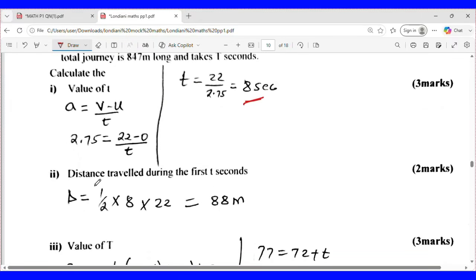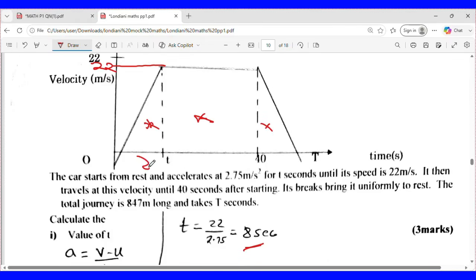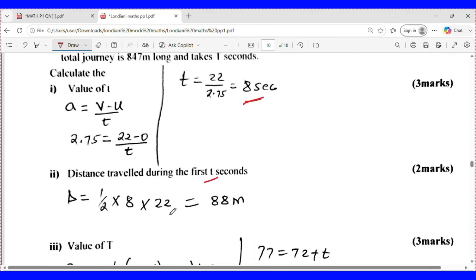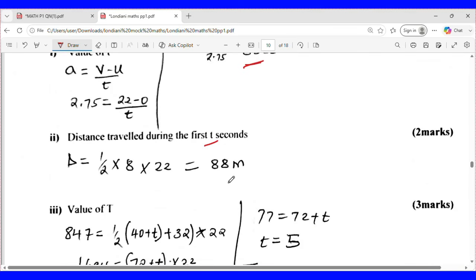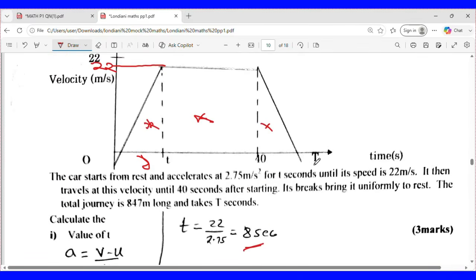But for this one, during the first t seconds, remember our t is 8. So from here up to here is 8. Then it is a half times 8 times the height, from here up to here is 22, and it gives us 88 meters. We have t here, at this point.